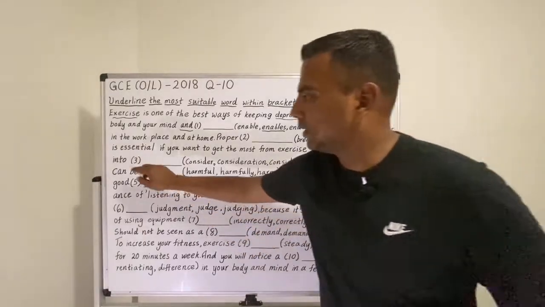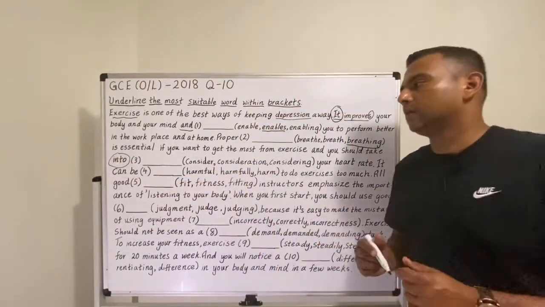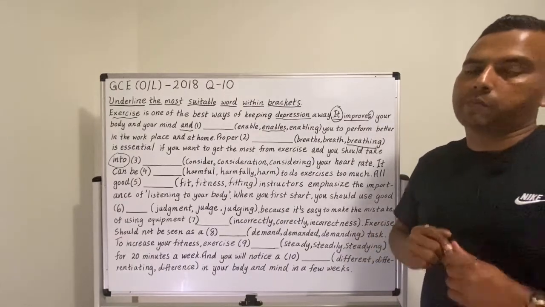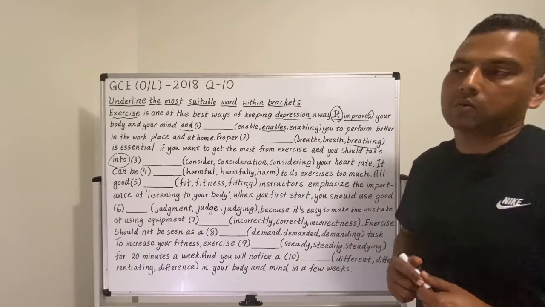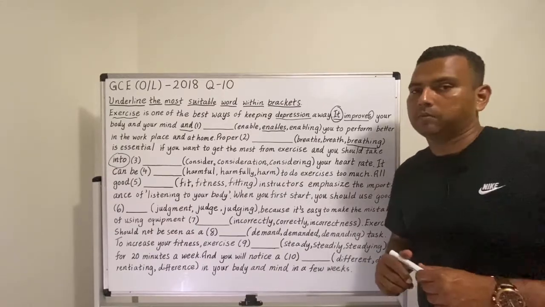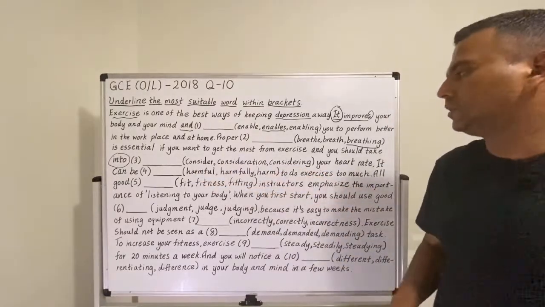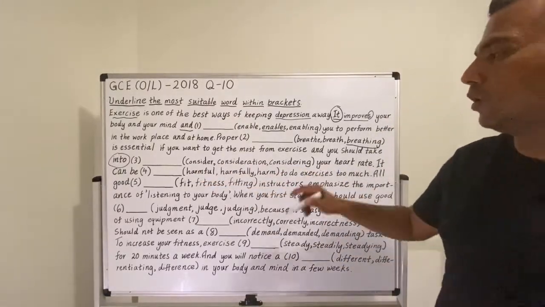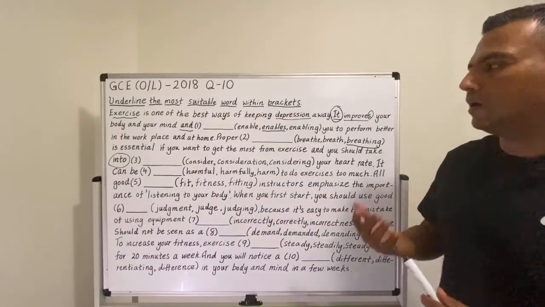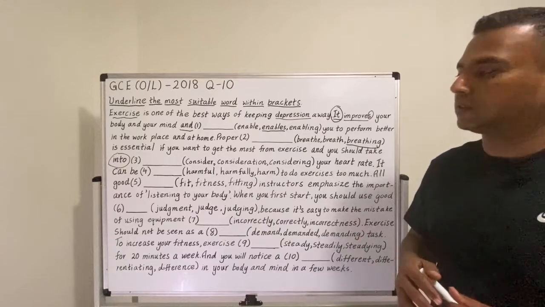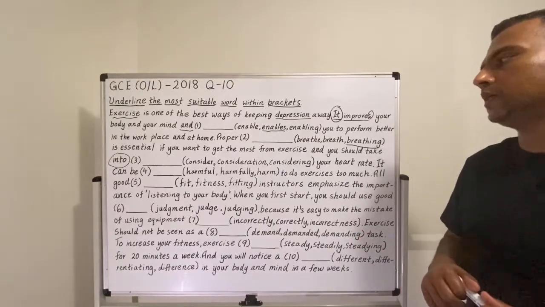Then we have "into". So into is what here? Into is a preposition. So in English there is a rule: a preposition always has to be followed by a noun. It cannot be followed by a verb. Keeping that in mind, you have three words here and you have to select one out of it. Consider the verb. Consider means we think about something carefully.